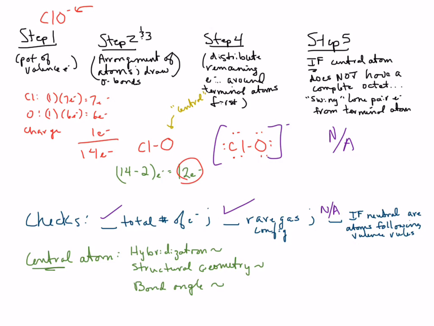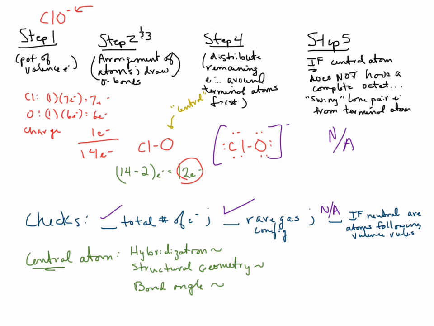So honestly, chlorine we expect, since it's 7A, 8 minus 7 is 1. We expect the halogens to reach out once. But oxygen is a 6A, so 8 minus 6 is 2. We expect it to reach out twice, and it's only reaching out once. But it's not a neutral molecule, so the rule doesn't apply.